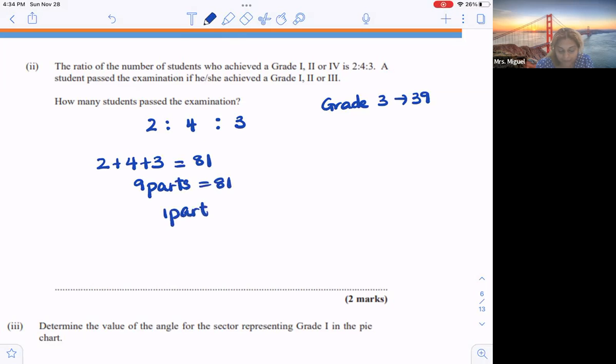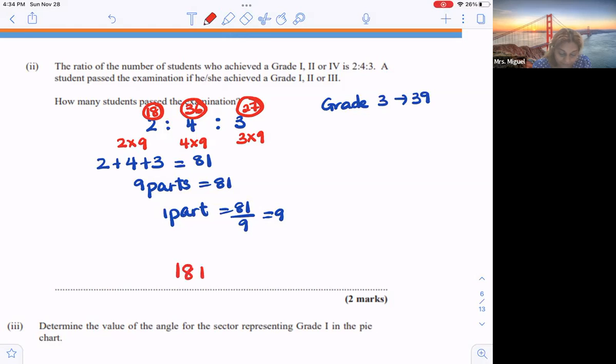So 1 part is 81 divided by 9, which is 9. So therefore, 2 by 9 is 18, 4 by 9 is 36, and 3 by 9 is 27. So they want the number of students passed. So they could get a grade 1, which is 18, a grade 2, which is 36, or a grade 3, which is 39. So 18 plus 36 plus 39 is 93 students. 93 students passed. So take down whatever you need from the screen there.